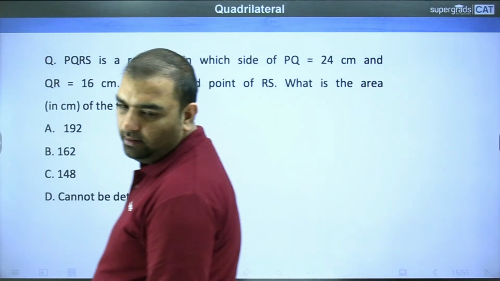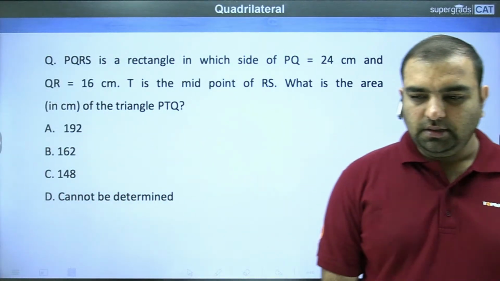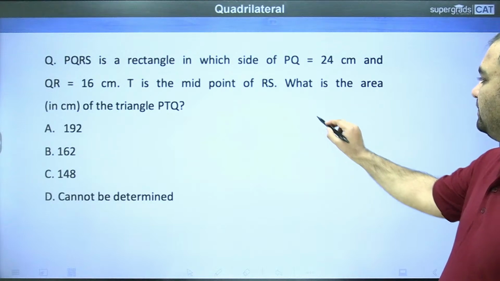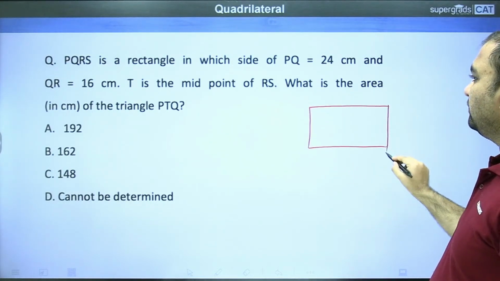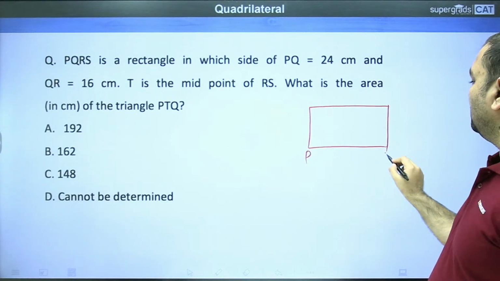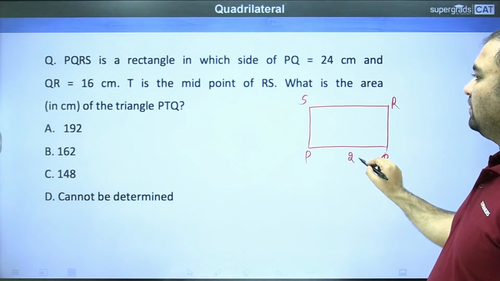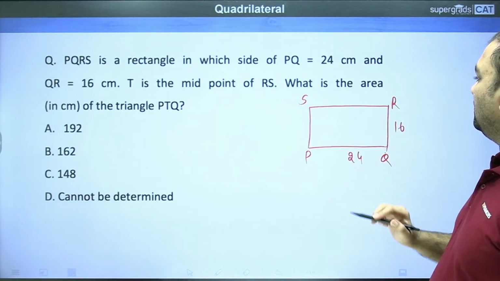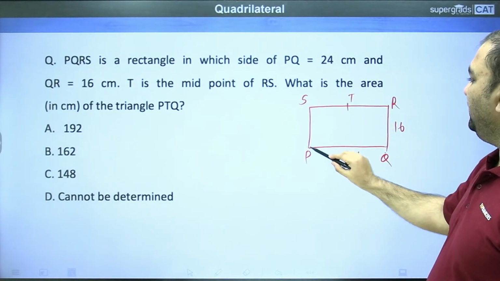PQRS is a rectangle. PQ is known, QR is known, T is the midpoint of RS. What is the area of PTQ?